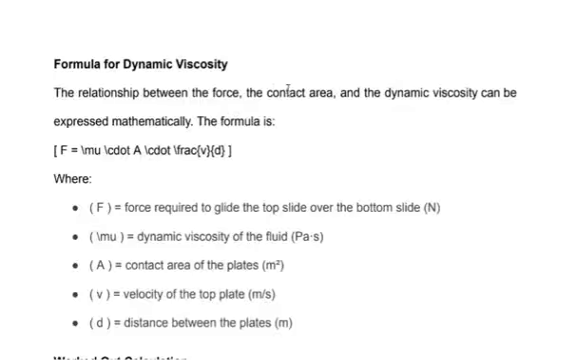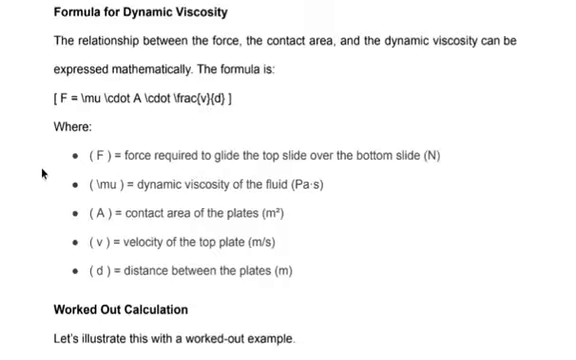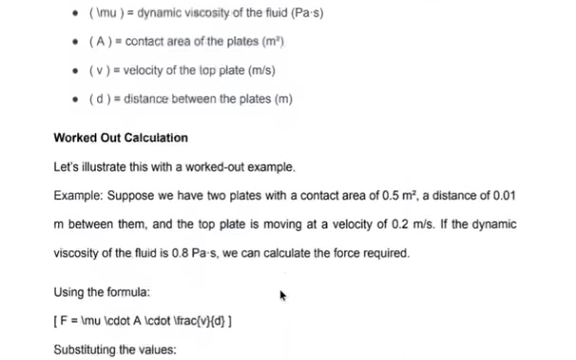Formula for dynamic viscosity. The relationship between the force, the contact area, and the dynamic viscosity can be expressed mathematically. The formula is as follows, where F equals force required to glide the top slide over the bottom slide, N. Mu equals dynamic viscosity of the fluid, Pa·s. A equals contact area of the plates, m². V equals velocity of the top plate, m/s. D equals distance between the plates, m.